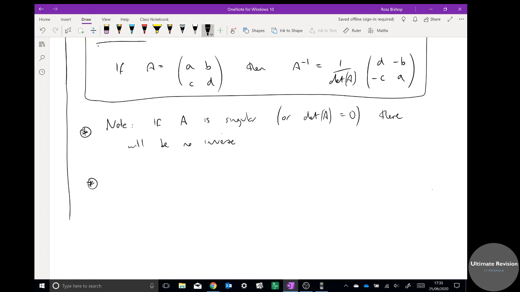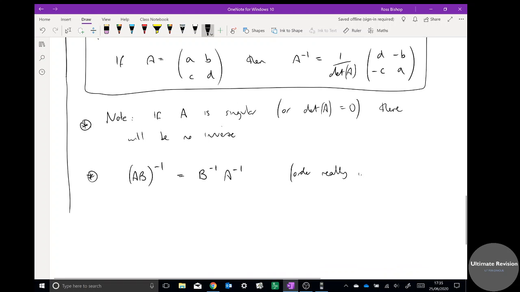Okay. There is also another special feature that's useful. It's mentioned a little in the textbook. I'm just going to tell you the fact though. If you have two matrices A and B, and you multiply A and B together and work out the inverse, that's the same as doing the inverse of B multiplied by the inverse of A, and the order is really important. So it's definitely B inverse A inverse rather than the other way around.